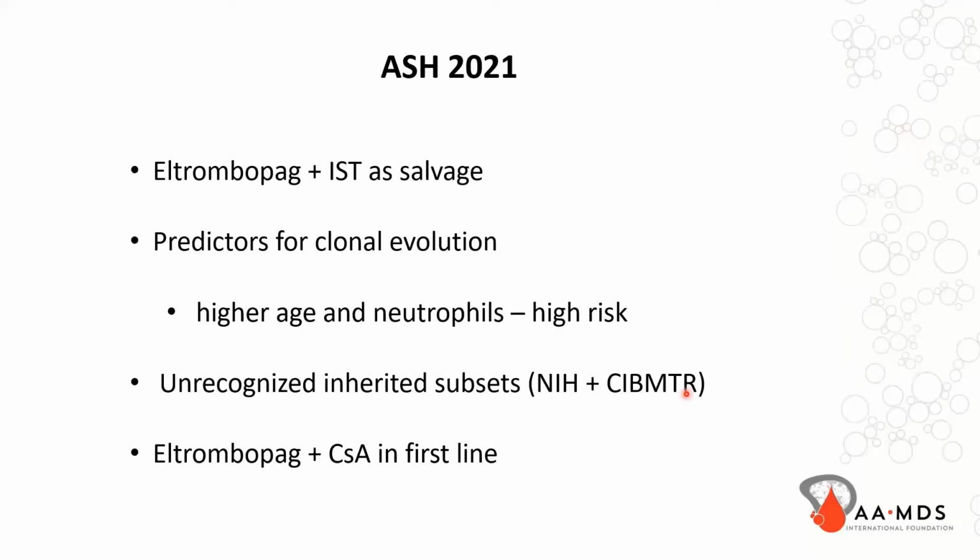It completed, and we're analyzing the data now, and it shows that L-Tropopag, which is oral, and cyclosporin, which is oral, is effective. About 45 to 50% response rate by 6 months in terms of blood counts. Now, this is appealing, especially when ATG has its toxicities as well.